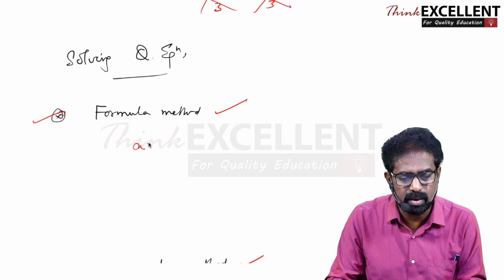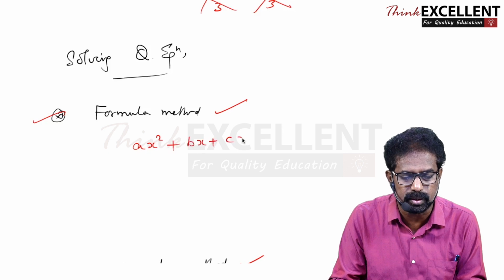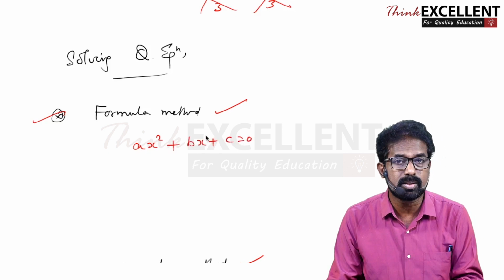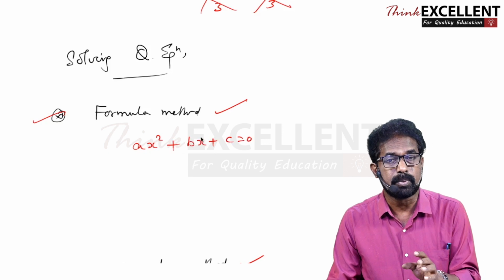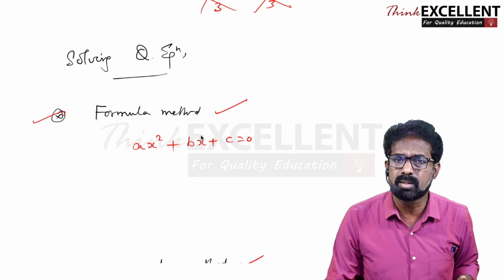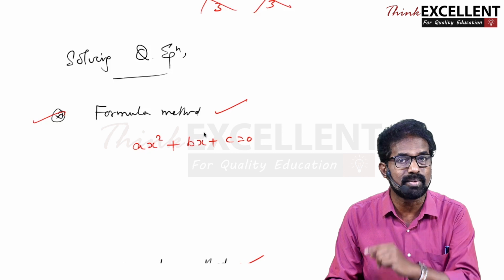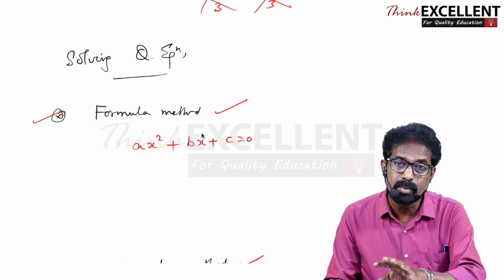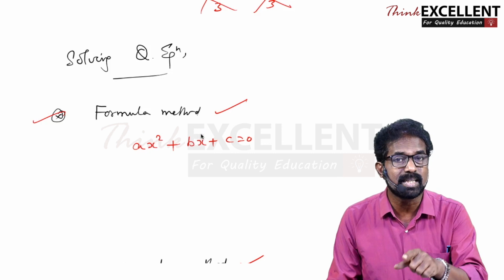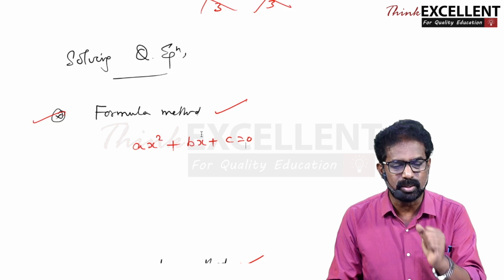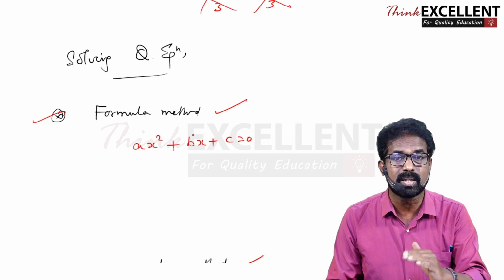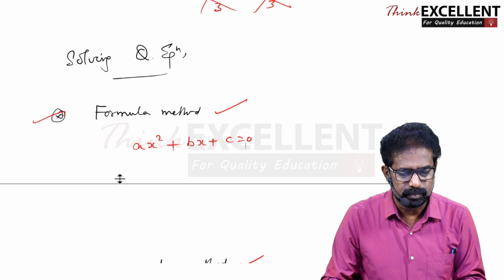So you know the general form of quadratic equation is ax square plus bx plus c equal to 0. Formula method is also very important, students, because suppose you are very thorough with factorization method, but there are certain sums you cannot factorize. In such cases, the only method is you have to go for formula method, or you can go for completing the square method.